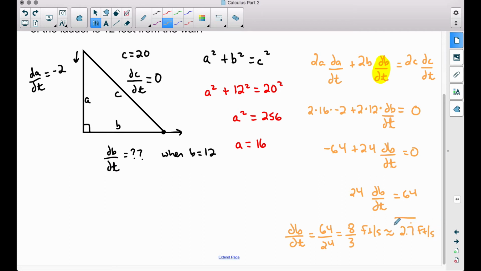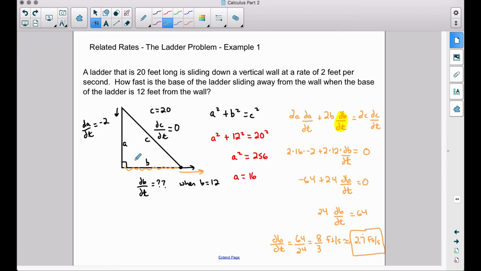Now notice we do have a positive answer here, 2.7 feet per second. The reason why is that we were trying to find the rate at which the base of this ladder is sliding this way. As it slides that way, this distance is getting bigger, hence we have a positive rate of change here. Whereas we had to be careful at the beginning, since the ladder was sliding down, that rate of change was negative. And there you have it, example 1 of related rates, a classic ladder problem that's falling down the side of a wall.